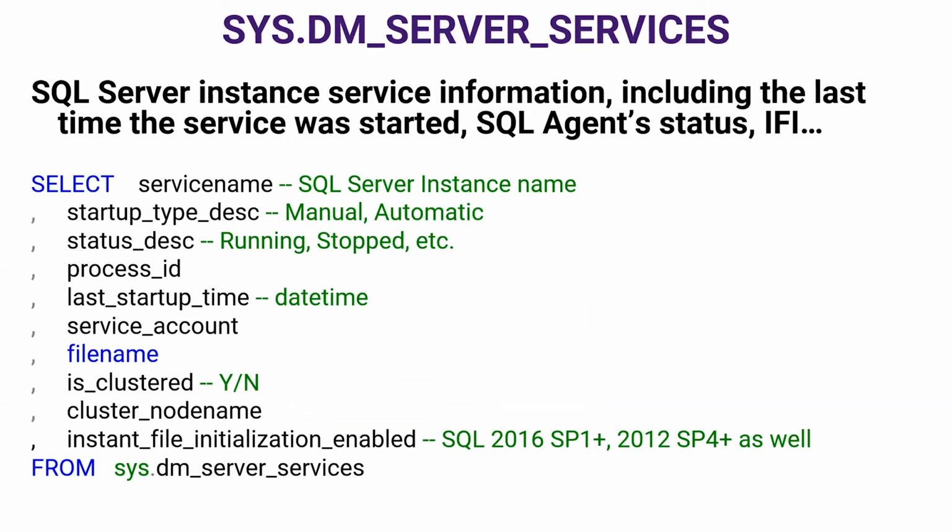SysDM server services shows you the service information, including the last time the service was started, whether or not the SQL agent is running, and since SQL Server 2016 Service Pack 1, whether or not instant file initialization is enabled. And I know that's something that's in my health check. Anytime I'm looking at a SQL Server for the first time, I want to make sure IFI is on. This is another example of a change to a DMV that was pushed to a lower version of SQL Server via a service pack. So for example, SQL 2012 did not have this column, but SQL 2012's SP4 got this column added to it.